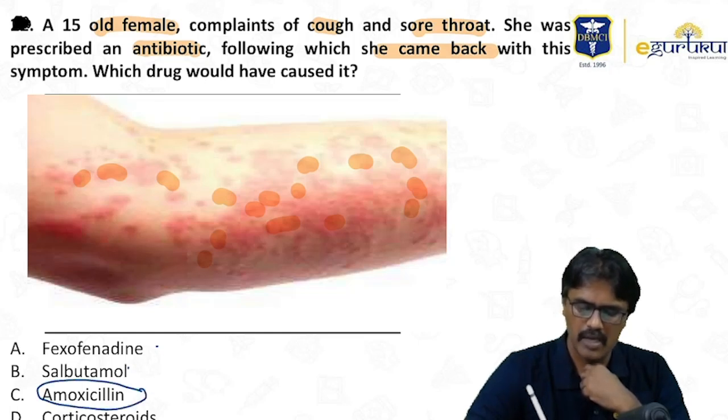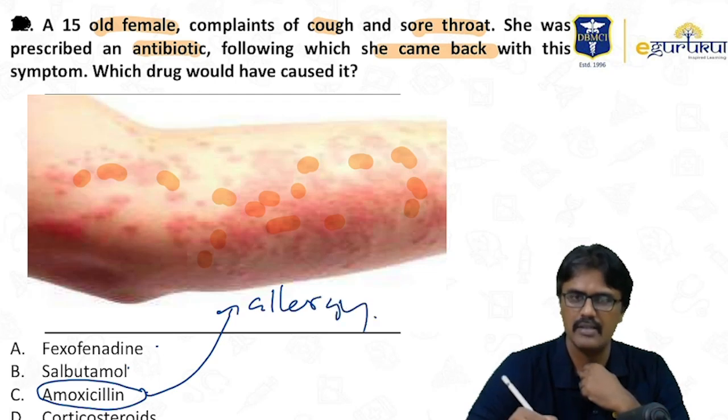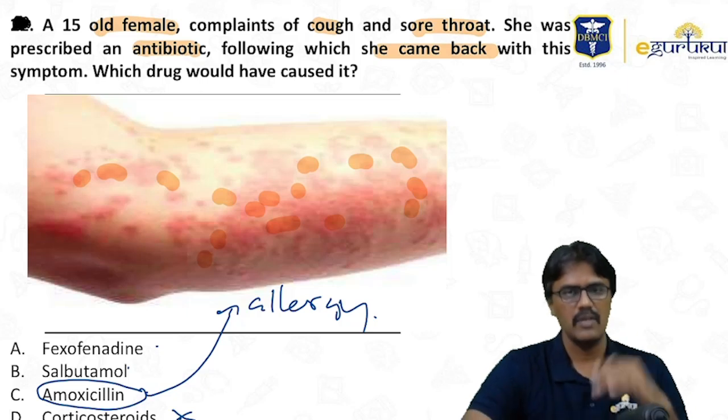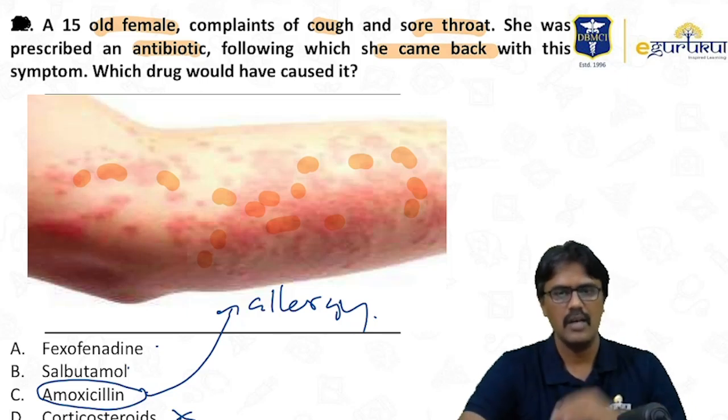Amoxicillin belongs to beta lactams. You know that beta lactams are responsible for causing allergy. So that is the right answer. Corticosteroids themselves will not cause this allergy because we use them for treatment of allergy. So the answer is amoxicillin.